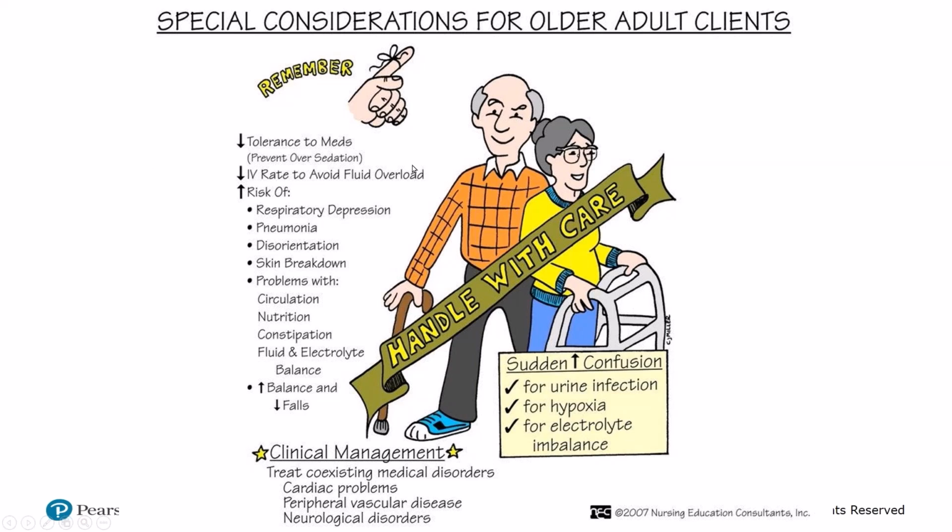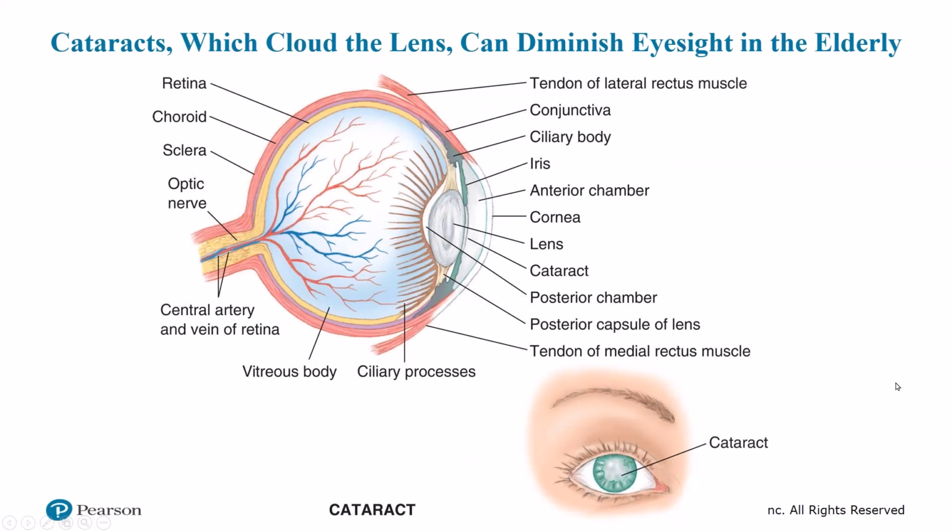Okay. But again, note everything that we just talked about: decreased tolerance to meds, decrease IV rate to avoid fluid overloads. These individuals have a risk of respiratory depression, pneumonia, disorientation, skin breakdown, circulation issues, nutrition, constipation, fluid and electrolyte imbalance, increased inability to maintain balance, as well as they fall down and go boom a lot. Look at the overall, they've got so many different coexisting conditions: cardiac problems, peripheral vascular disease, overall neurological disorders. All right. So these pictures bring a lot to us in one.